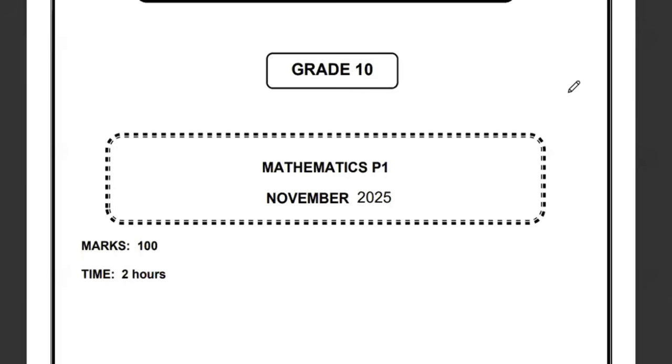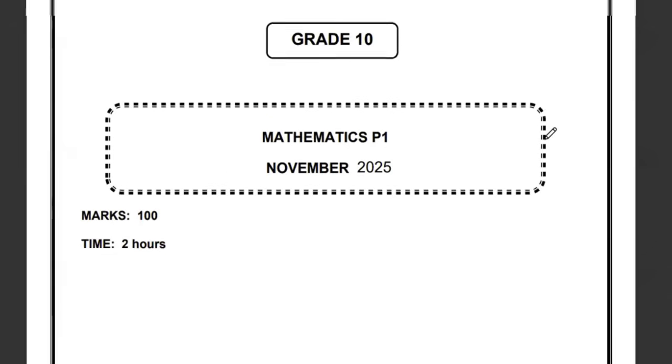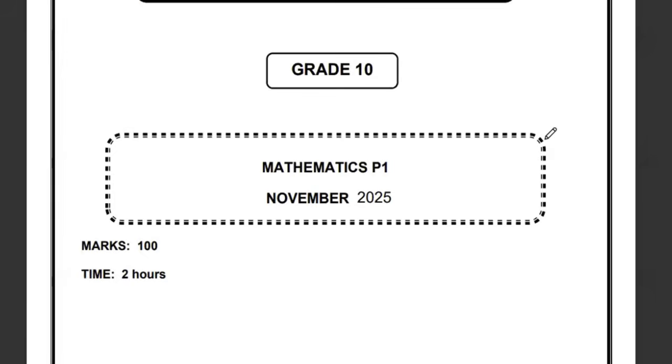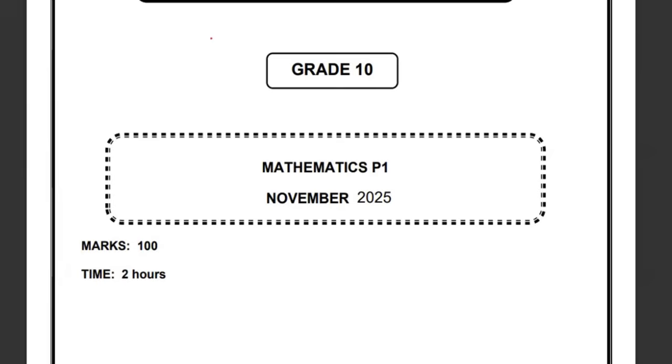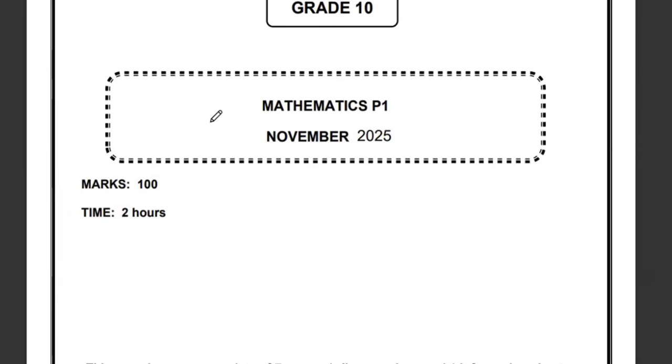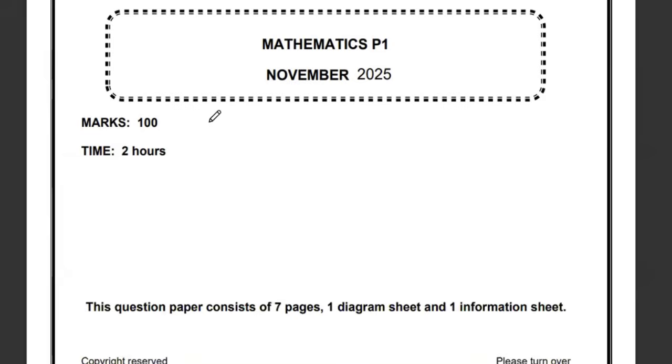Hello, welcome to yet another episode where I shall be looking at the preparation for the grade 10 mathematics paper 1 for the final year examinations. Now in paper 1, there are certain topics that we can expect. And the first topic is what we call algebra.